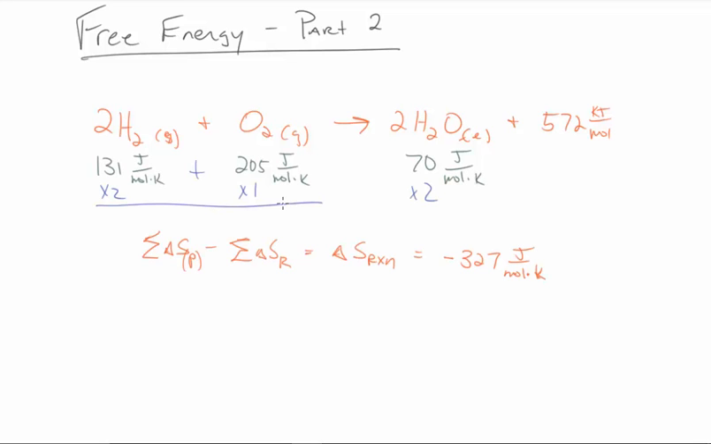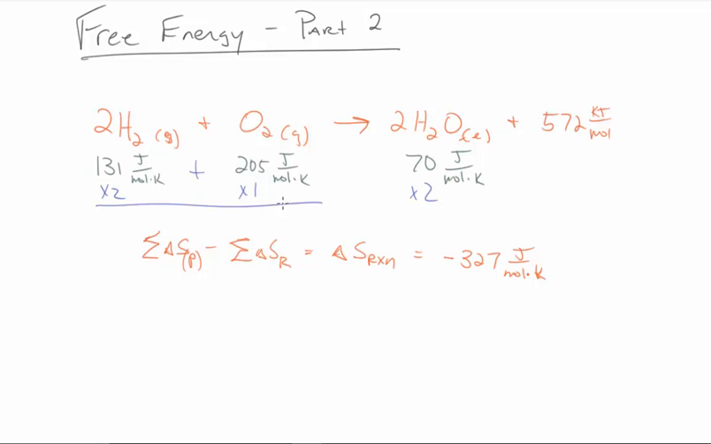All right, I just went ahead and gave you the answer: it's negative 327 joules per mole Kelvin. Now, a lot of you who watched part 1 are looking at this going, wait a minute, Mr. Doolin, you said hydrogen combustion is a spontaneous process. It happens, and it does, right?